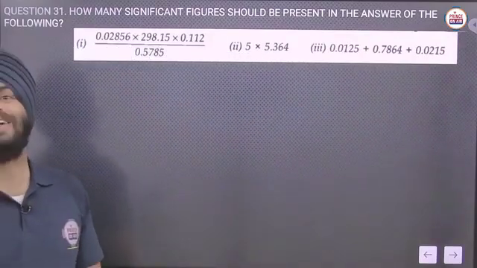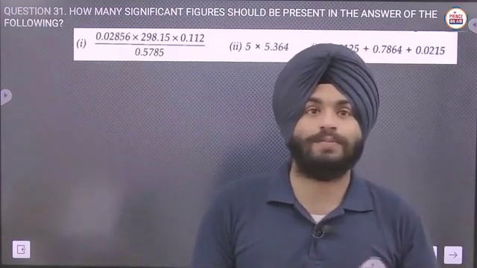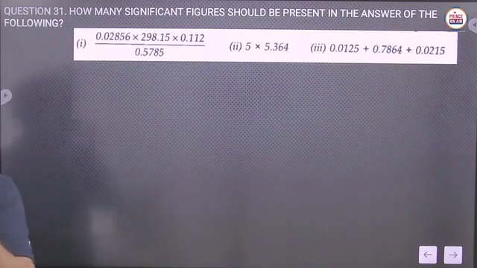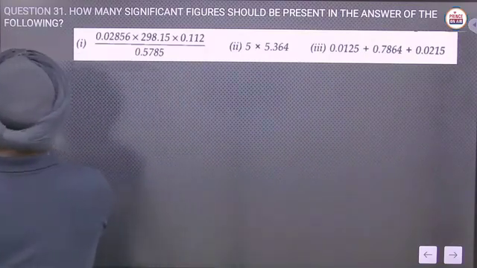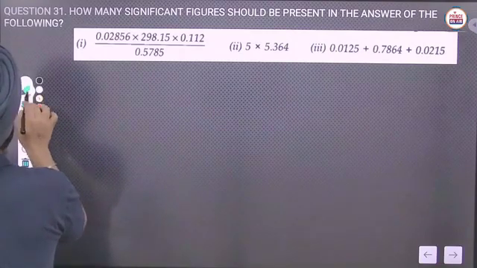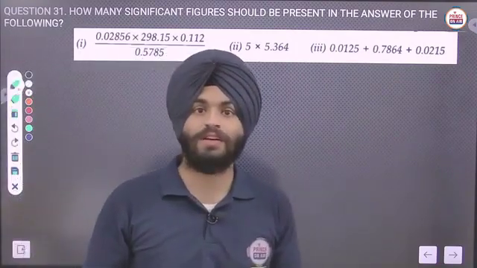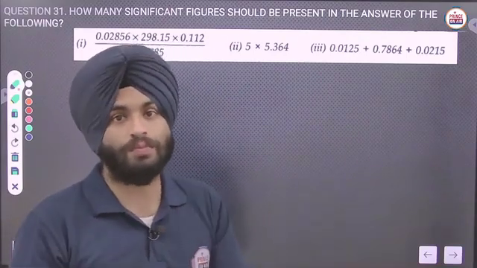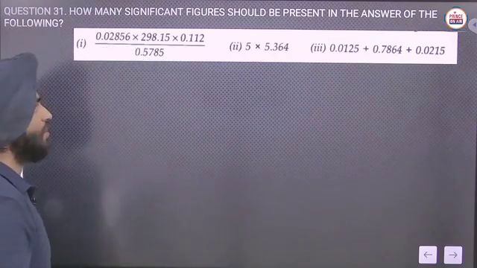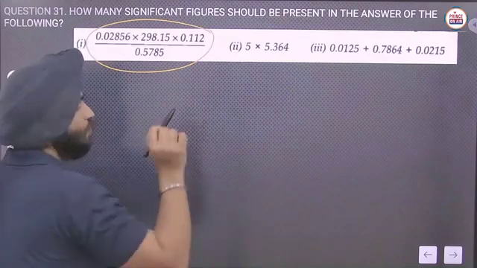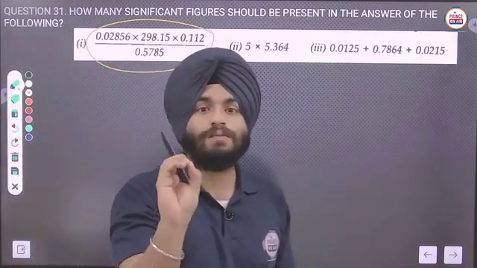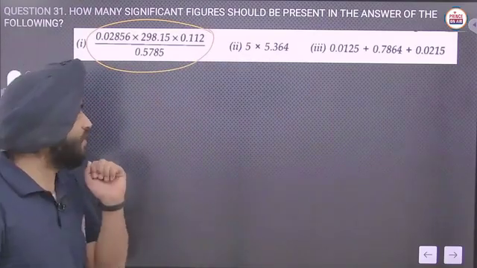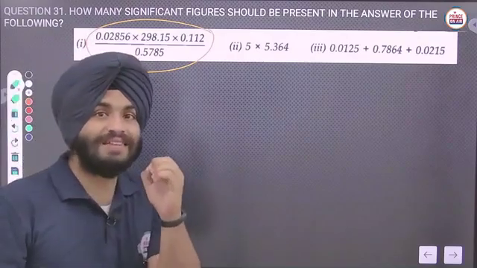The first question of this video is, how many significant figures should be present in the answer of the following? We have discussed the topic of significant figures, for multiplication and division, and for addition and subtraction also. Here it is multiplication and division, so we have to focus on the number which is least precise, meaning the one having fewer significant figures.